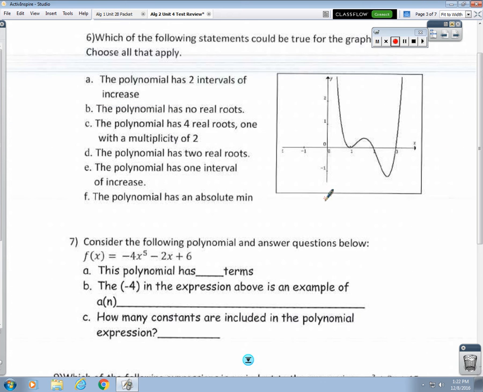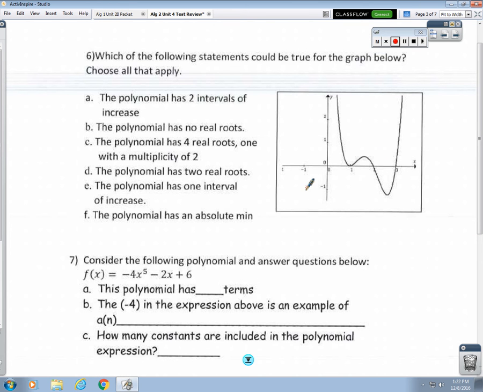Number 6. Which of the following statements could be true for the graph below? Choose all that apply. Okay, so choose all that apply. The polynomial has 2 intervals of increase. True or false? True. Okay, I see that it increases right here, and I see it increasing over here.